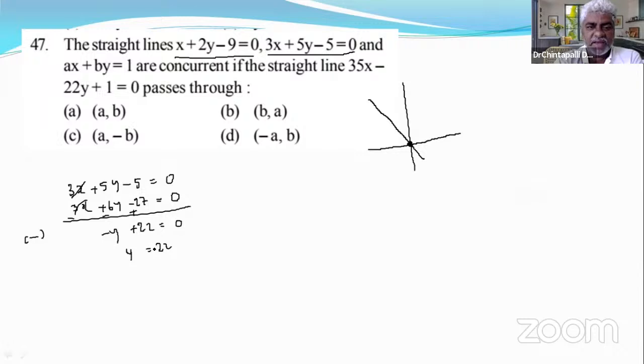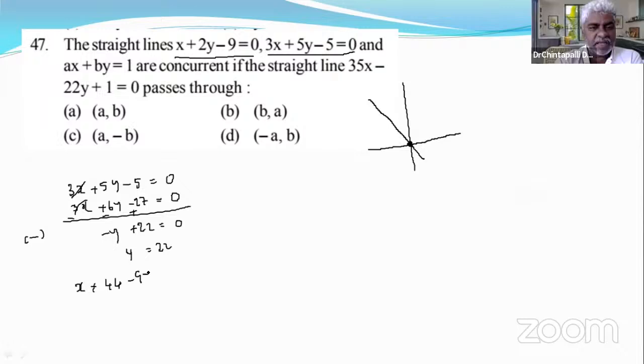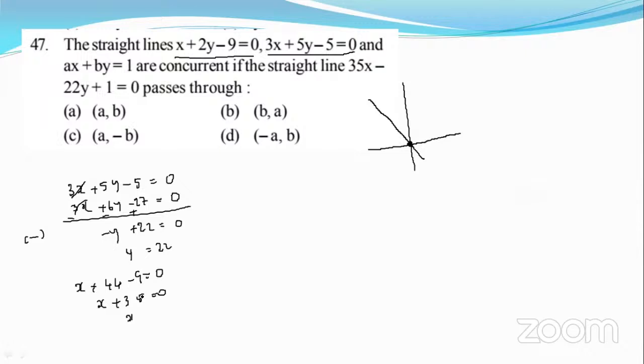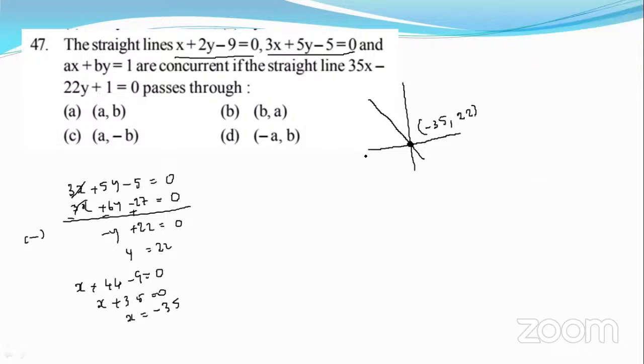To get the value of x, put this result in the first equation. x plus 2y, that is 44, minus 9, so x plus 35 is equal to 0. x is equal to negative 35. So this point of intersection is negative 35 comma 22.